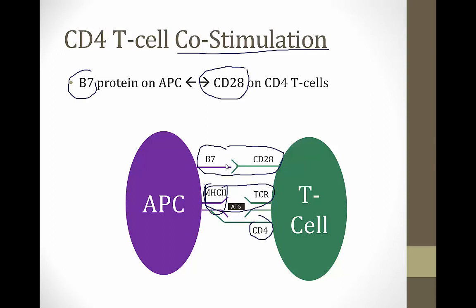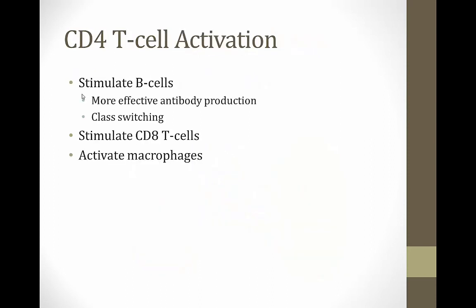And you will see this principle of co-stimulation commonly in immunology. This likely evolved in order to prevent T cells from overreacting and leading to autoimmune diseases. So what do CD4 T cells do once they're appropriately activated by their unique antigen and co-stimulation? Well, one of the things they do is stimulate B cells. B cells are much more effective antibody producers when they are co-stimulated by T cells. They can also trigger B cells to class switch and produce different types of antibodies. CD4 T cells can stimulate CD8 T cells, and they can also activate macrophages.